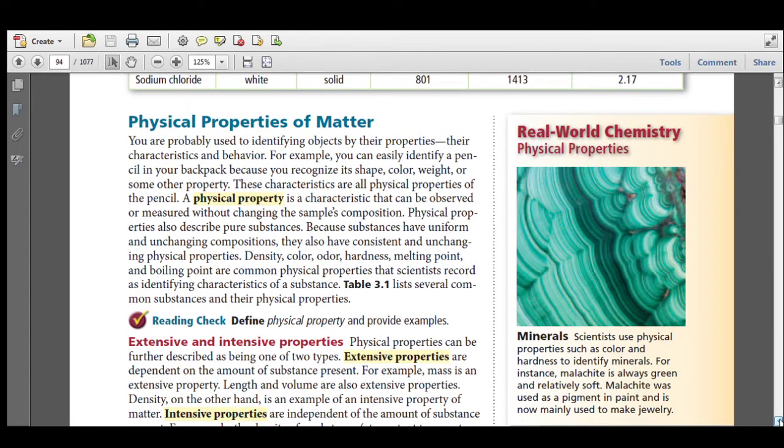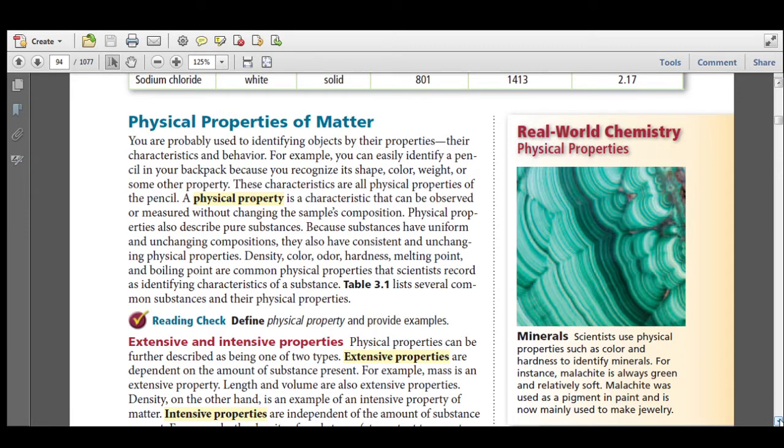You are probably used to identifying objects by their properties, their characteristics, and behaviors. For example, you can easily identify a pencil in your backpack because you recognize its shape, color, weight, or some other property. These characteristics are all physical properties of the pencil. A physical property is a characteristic that can be observed or measured without changing the sample's composition.